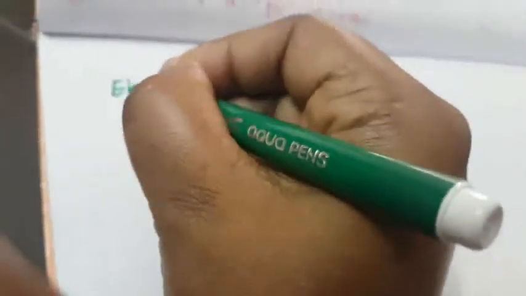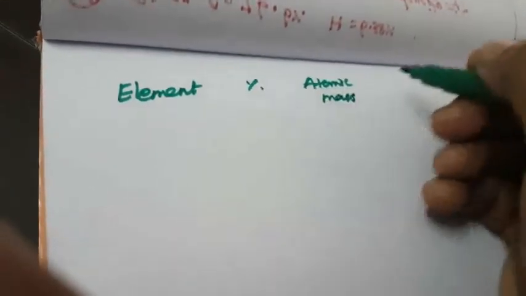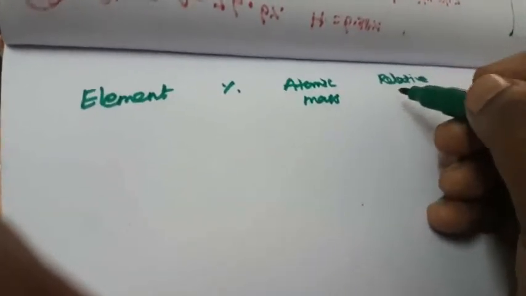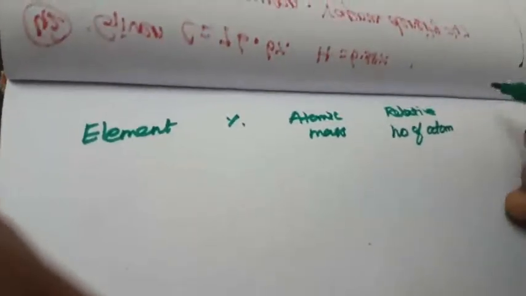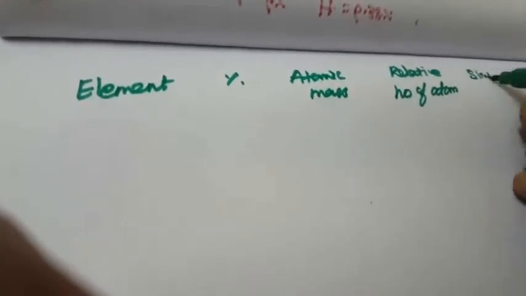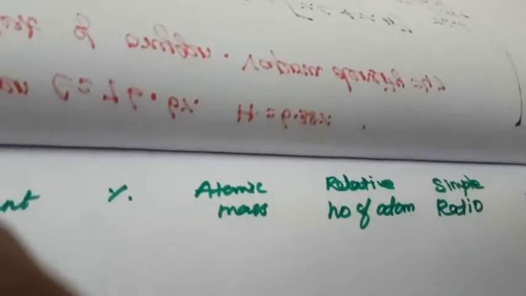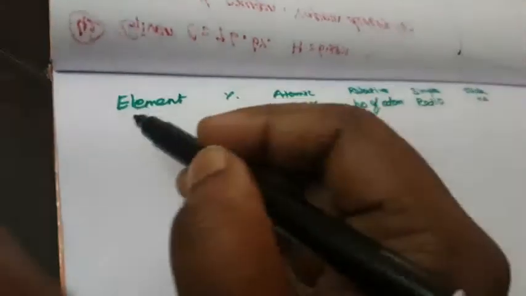So first one is element, then percentage, then atomic mass, then relative number of moles, relative number of atoms, then simple ratio, then whole number. Okay, so this is the given. So first you draw the tabular column.